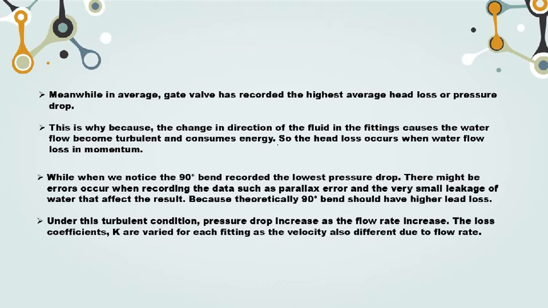At the same time, we notice the 90 bend fitting recorded the lowest pressure drop. So our group found that there might be an error when recording the data of the 90 bend fittings, such as parallax error or a small leakage in the pipeline, because theoretically 90 bend fittings should have a higher head loss or pressure drop. This is because when the water flows through the 90 bend fittings, the water flow will become more turbulent and will result in a higher pressure drop.